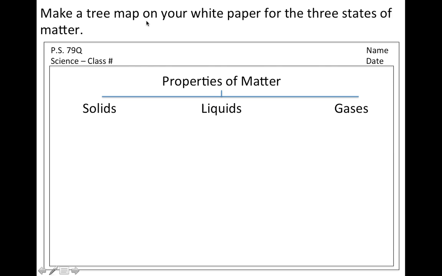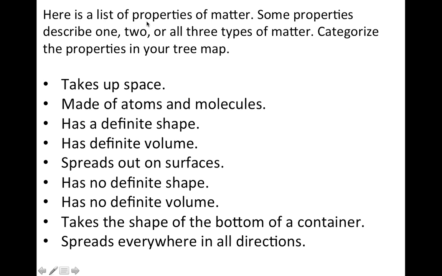Make a tree map on your white paper for the three states of matter. In this part of the assignment, students will organize the properties of solids, liquids, and gases based on what they learned from their models, experiments, and this PowerPoint. Here is a list of properties of matter. Some properties describe one, two, or all three types of matter. Categorize the properties in your tree map.